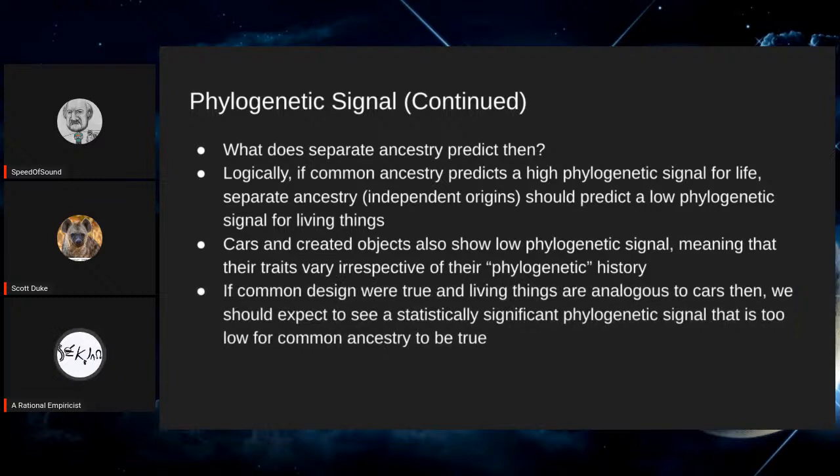So if common design were true and living things are analogous or the same as cars, and they're basically a superficial nested hierarchy in cars, for instance, versus the objective nested hierarchy that we would predict for common ancestry, if common design were true, we should expect to see a statistically significant phylogenetic signal that is too low for common ancestry to be true. Basically, it should be lower. It should be as low, if not lower, than that expected from random data. Basically, so there should be no cladistic structure involved.